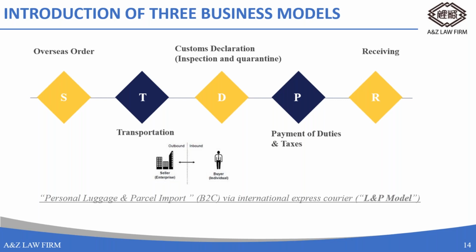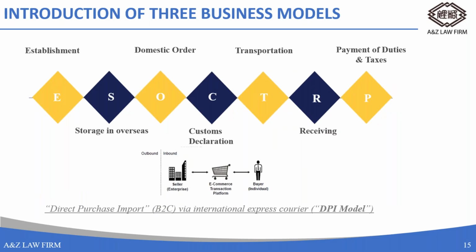Now, this is a little bit different to the next model, which is the DPI model, right? So the DPI model, as you can see, it's also B2C, and it's also international express courier. But if you see the draw, where is the legal entity? It's already inbound, it's in mainland China. Now here is a main difference. If you go under this model, you are requested either to establish a company or find a local partner.